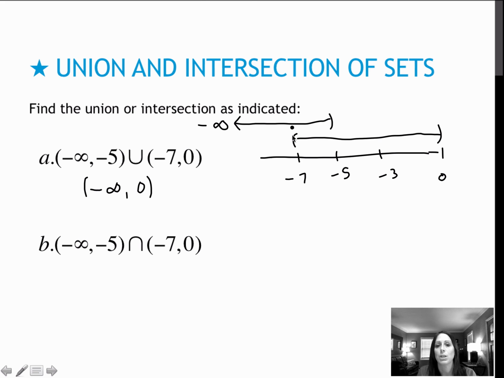An intersection would be just from here to here. So negative 7 to negative 5, both open parentheses.